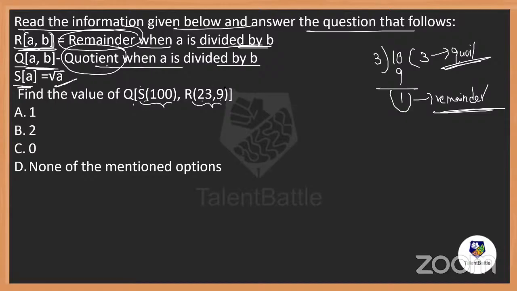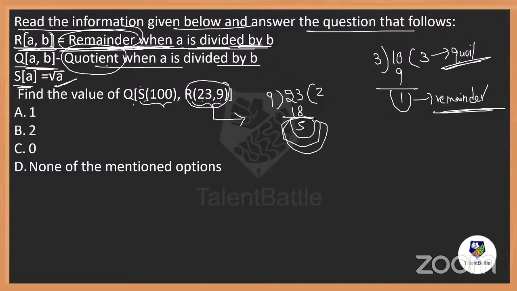Okay, let's open the braces. R(23, 29). So when it is R, what will be the answer? Let's perform for R. R means remainder when A is divided by B. So when 23 is divided by 9, what is the remainder that we are going to get? When 23 is divided by 9, 2 times 9 is 18. So 23 minus 18 is how much? 5. This is the remainder.